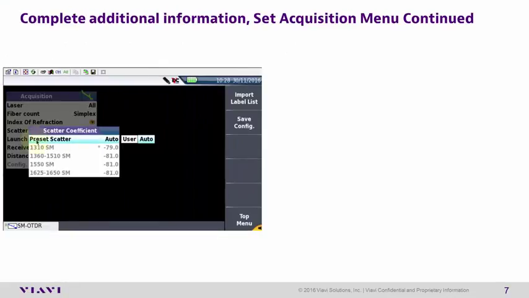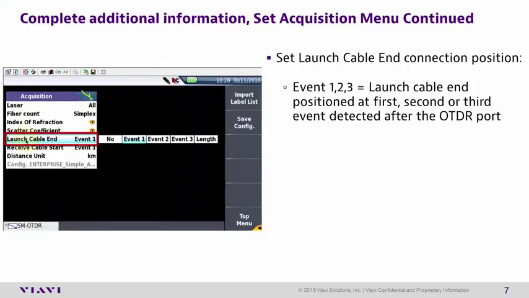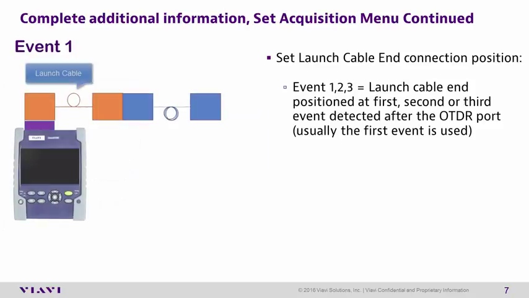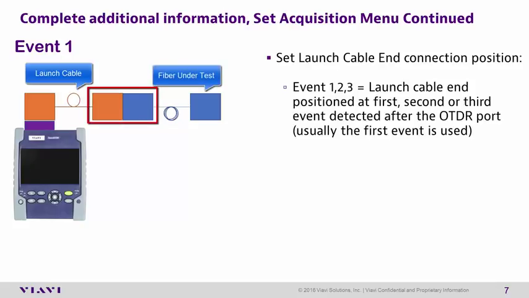Viavi Solutions recommends the use of launch and receive cables for Tier 2 certification when feasible. These acquisition settings will ensure the T-Bird 2000 correctly identifies the first and last event of the fiber under test. For the launch cable, you can specify which trace event you want to count as the start of the fiber. Event 1. Select this if you're using a launch cable in between the OTDR port and the fiber under test. The first event will be the connection of the launch cable to the fiber under test.